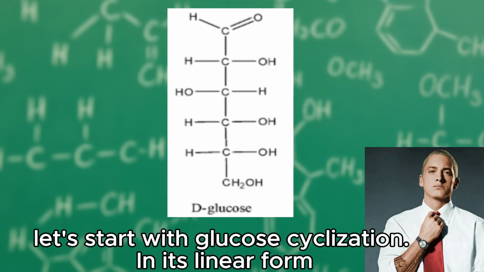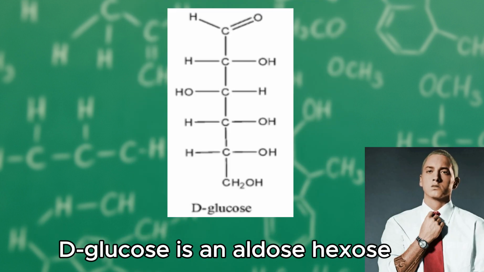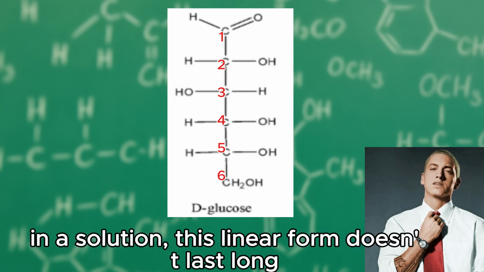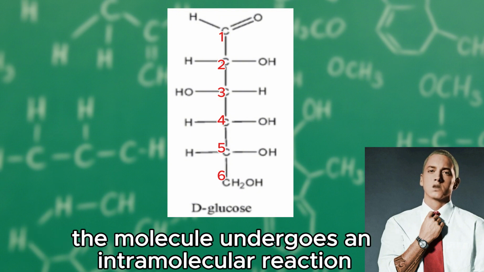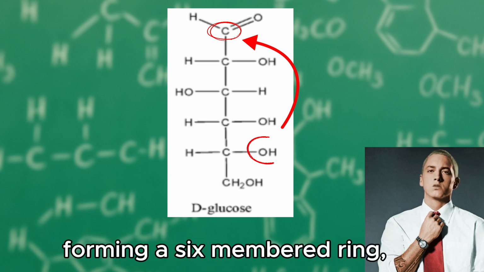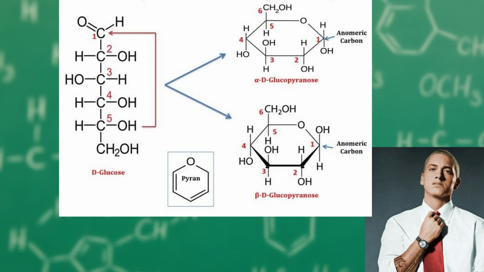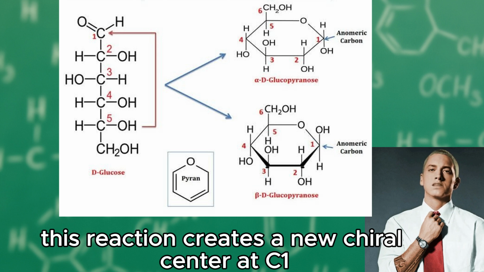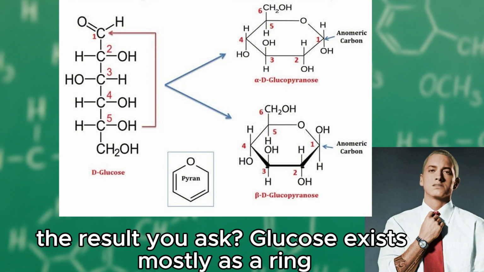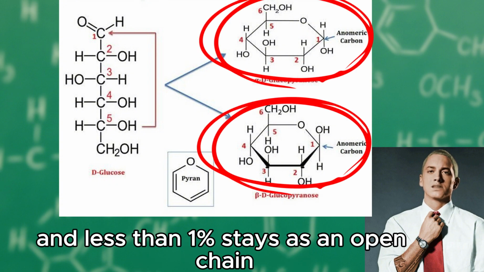In its linear form, D-glucose is an aldohexose, a 6-carbon sugar with an aldehyde at C1. In solution, this linear form doesn't last long. The molecule undergoes an intramolecular reaction. The hydroxyl on carbon 5 attacks the aldehyde carbon, C1, forming a 6-membered ring, a pyranose. This reaction creates a new chiral center at C1, known as the anomeric carbon. The result, you ask? Glucose exists mostly as a ring, and less than 1% stays as an open chain.